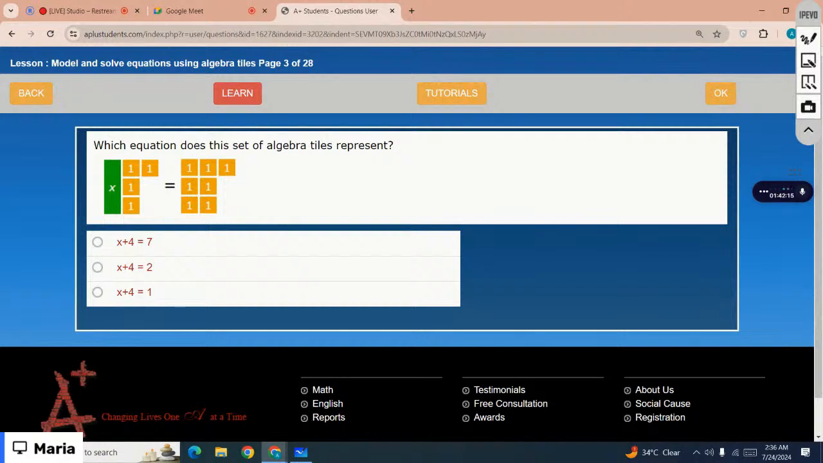Which equation does this algebra tile represent? Very good, that is x plus 4 equal 7. Option number 1 is the correct option.